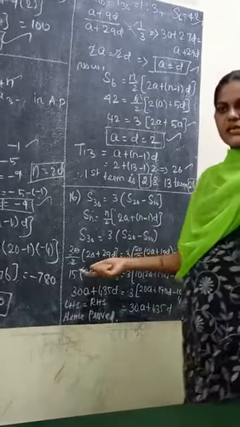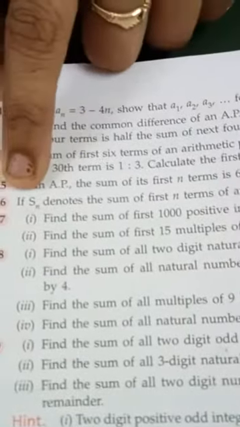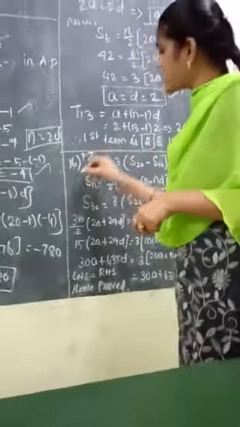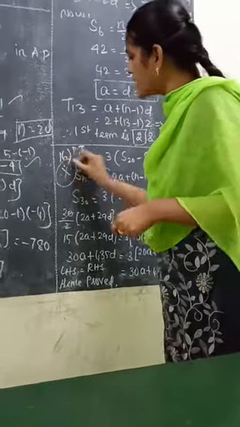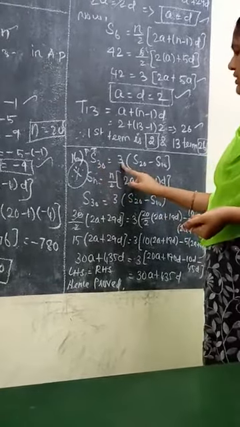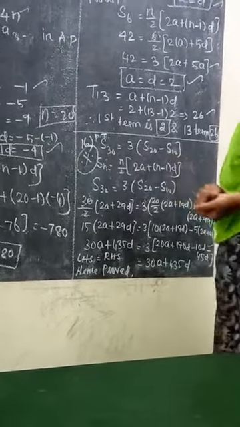Next is the 16th question. Listen, it's an important model. If Sn denotes the sum of first n terms of an AP, prove that S30 equals 3 into S20 minus S10. So listen children, what we are going to prove is a very important model. Maybe the numbers will change. So S30 equals 3 into S20 minus S10. We need to prove this.